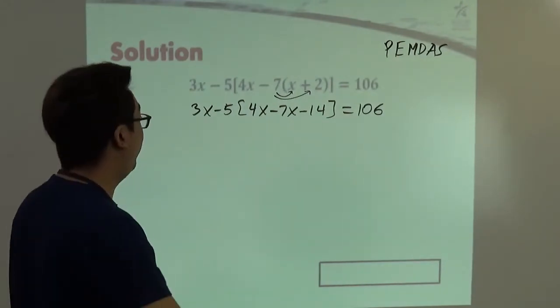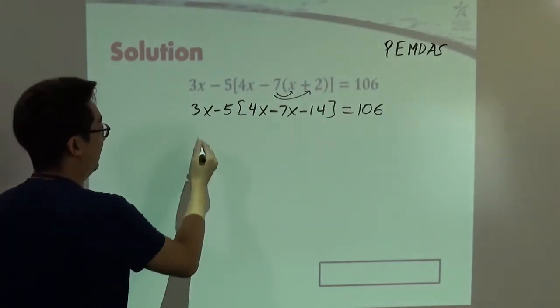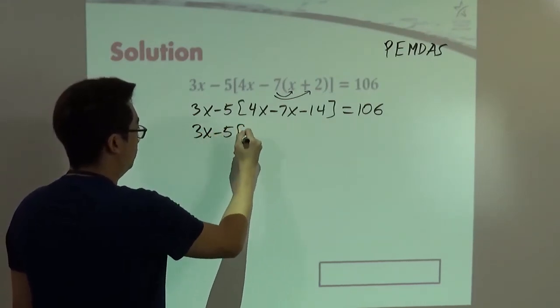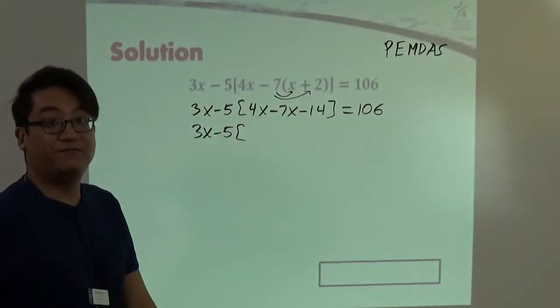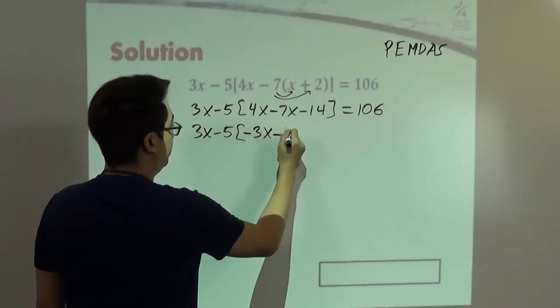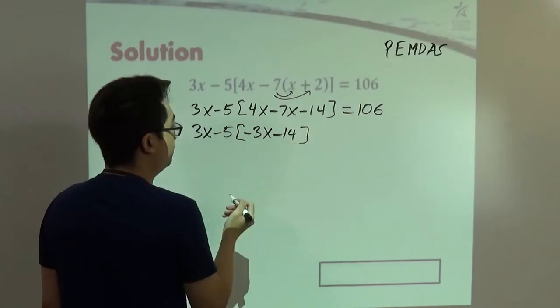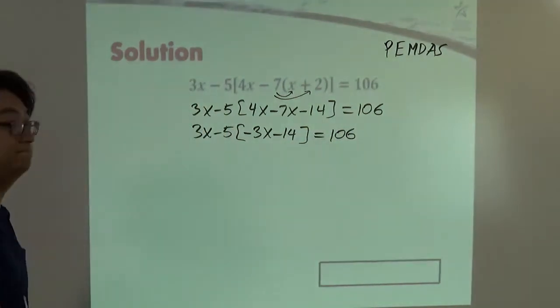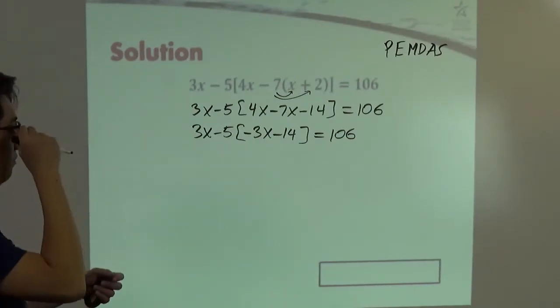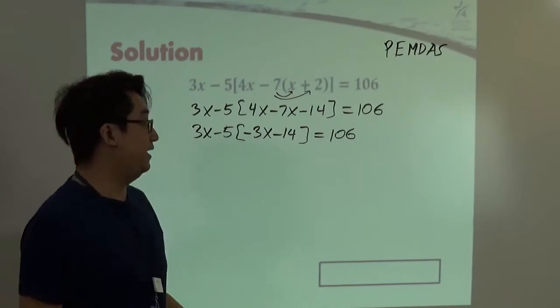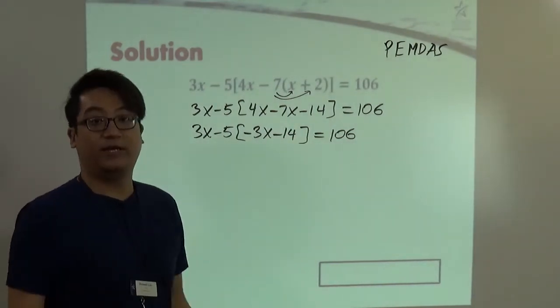We see that we have a 4x minus 7x, so that can be combined. So we will write this as 3x minus 5, bracket, 4x minus 7x gets us negative 3x, minus 14, close bracket, equals 106. So now we look inside our bracket one last time and see, can we do anything else? In this case we can't, because 3x and 14, we can't combine them.